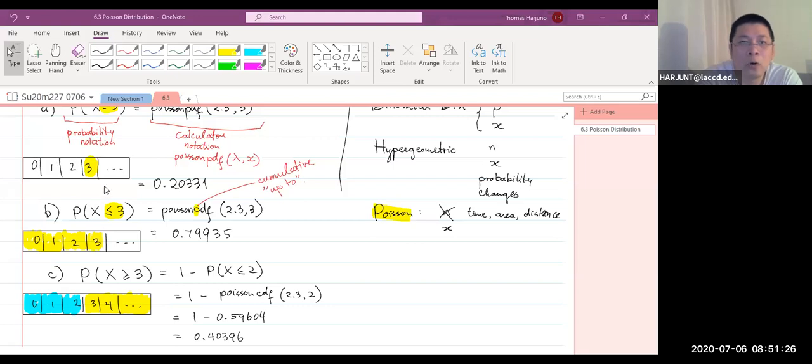Okay, not binom. Poisson CDF. Enter 2.3 for the lambda. The x value is 2. Enter. That's what I get. And then subtract that from 1. I would just subtract by 1 right away, but I get the opposite. So that's 0.40396.